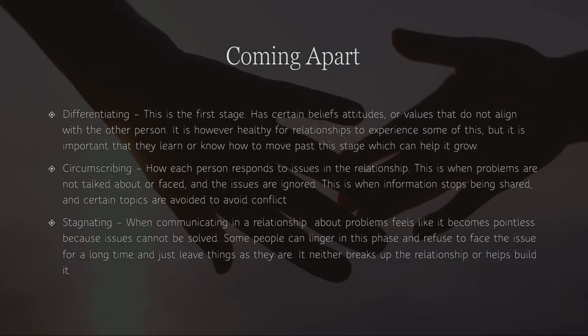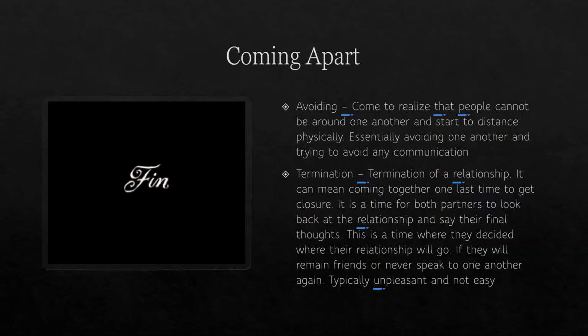So then that leads to the last final two, which is avoiding. So this is when the people are coming to realize that they cannot be around one another, and they start to distance physically. So avoiding being around one another when one's coming home from work or vice versa, and just not wanting to be around the other person at all.